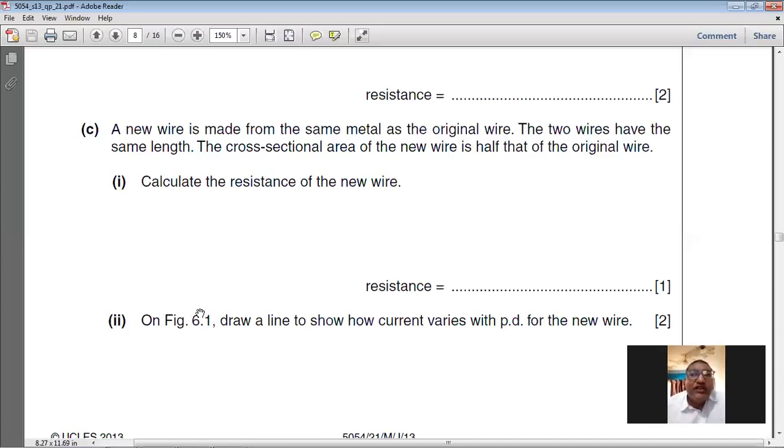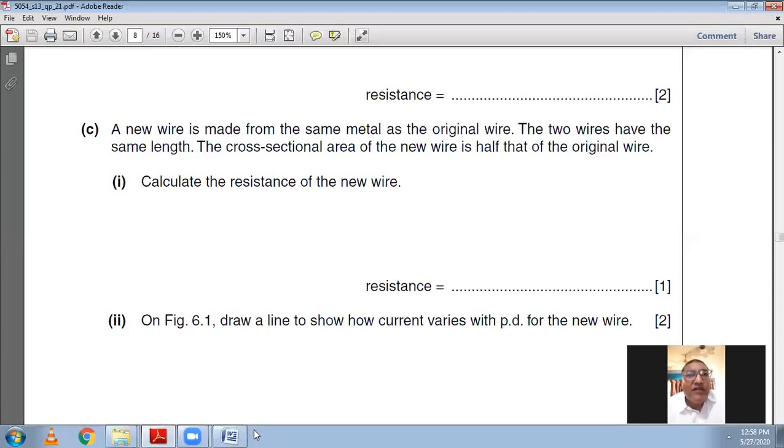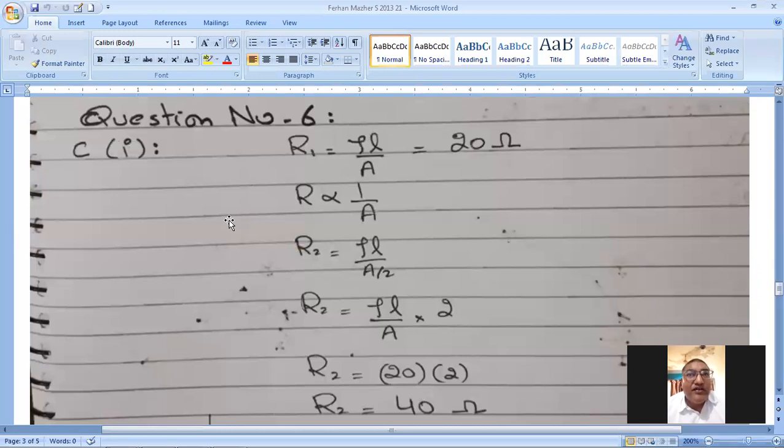I have shown it mathematically also. So, 1 mark question. You can use this explanation, but I have done this in another way also. Let me show you.